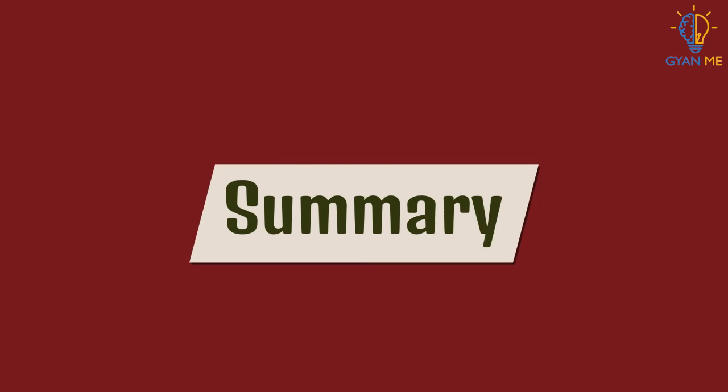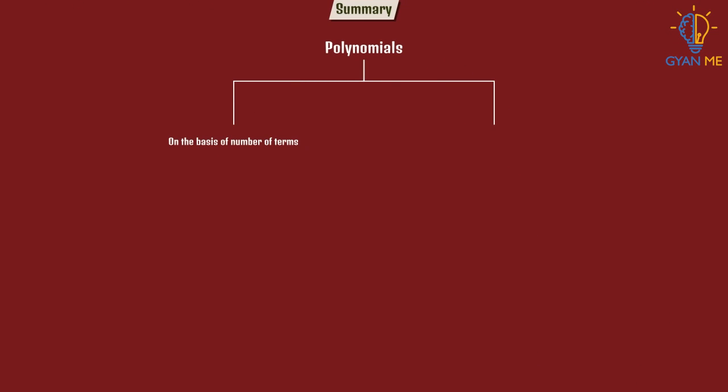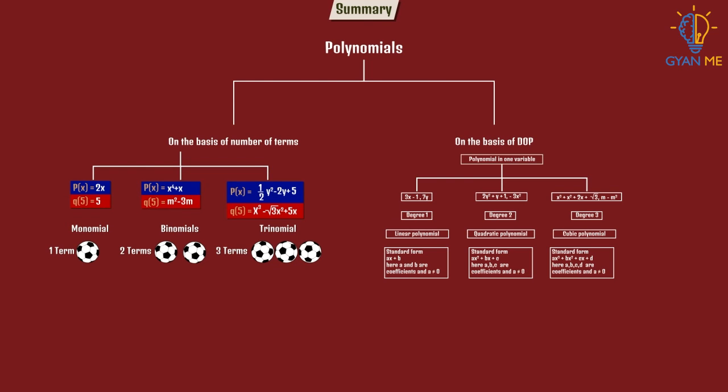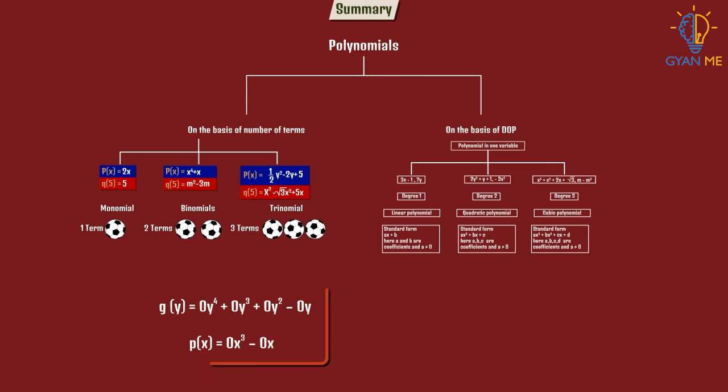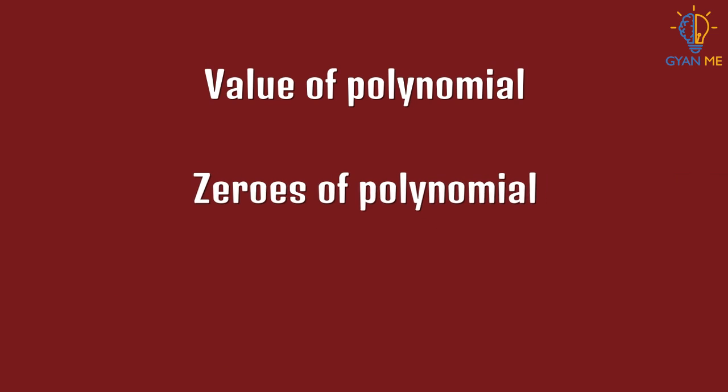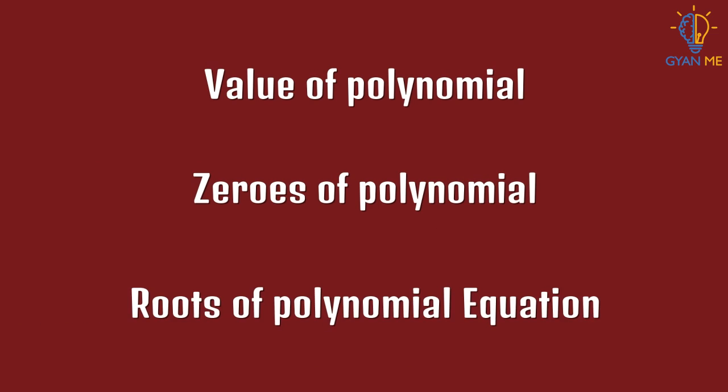So till now, we have seen how to classify polynomials on the basis of number of terms and on the basis of degrees of polynomial. We also learned that the zero polynomial and constant polynomial are special types of polynomials. In the next video, we will see about the value of a polynomial, zeros of a polynomial and roots of a polynomial equation.